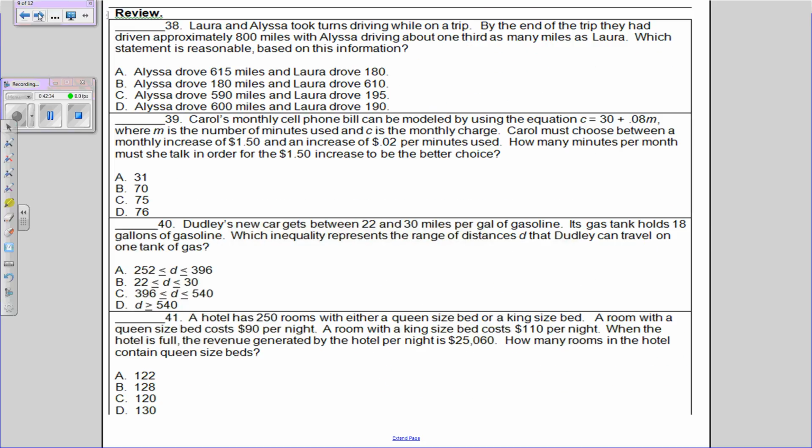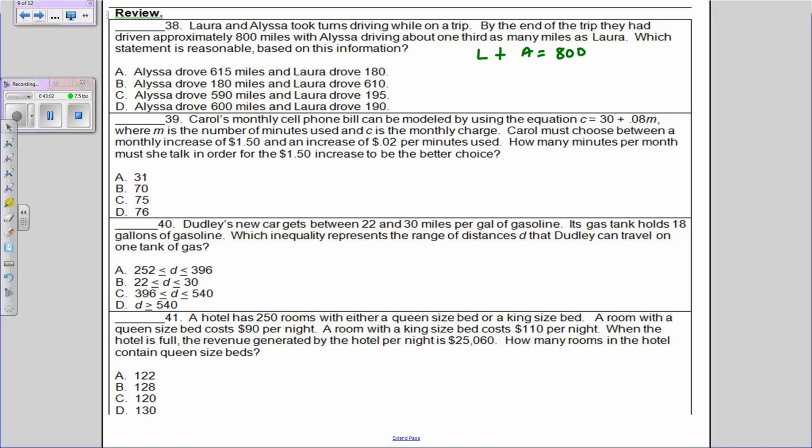Okay, so number 38. Laura and Alyssa took turns driving on a trip. By the end of the trip, they had driven approximately 800 miles. So let's make an equation for that. We have Laura plus Alyssa equals 800 miles total, with Alyssa driving about 1/3 as many as Laura. So Laura drove more, right?